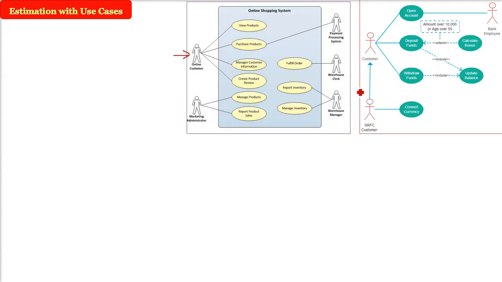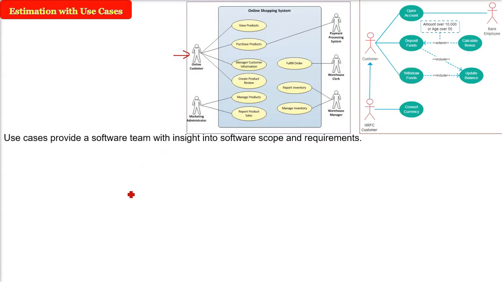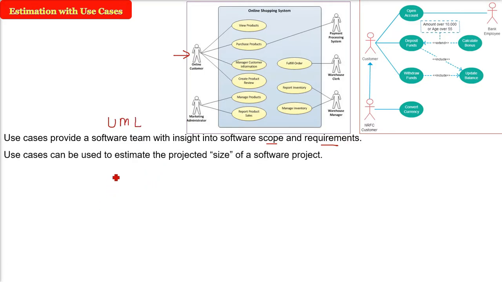For understanding this, you need to know what a use case is. So what does a use case give us? It gives a software team insight into the software scope and requirements. What is the software scope? What will be the requirements? So you can present it as a use case. As I said, in UML, the Unified Modeling Language, you can always present use cases.